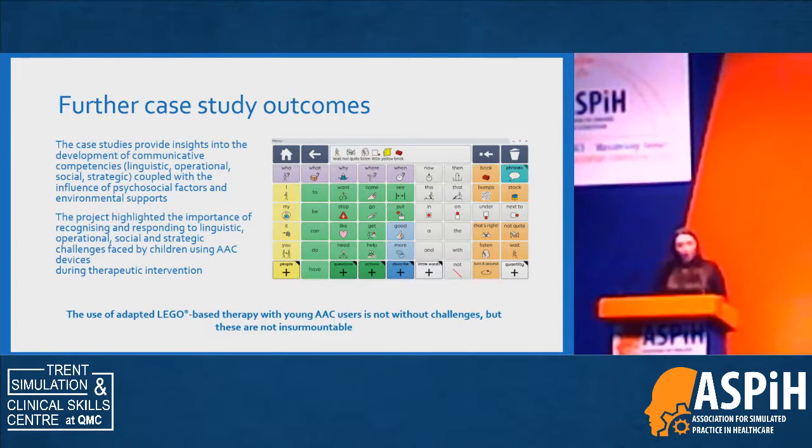Some other case study outcomes that we found were that they actually provided us with insights into the development of communicative competency, which is a notoriously difficult area of communication in general to develop. It also allowed us to see and really get in touch with the influence of the psychosocial factors and environmental supports, which was something that can often get missed and was missed a lot in our environment, as we don't often consider things like family influence, supporting communication partners, and whether we have consistent communication partners throughout the day when TAs and teachers go on lunch or have to work with other pupils.